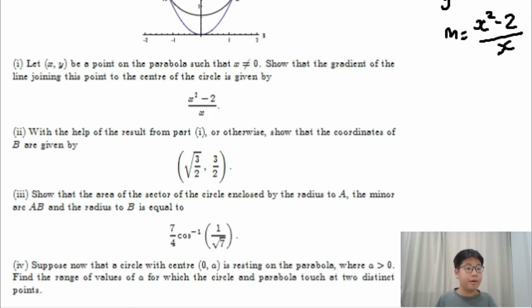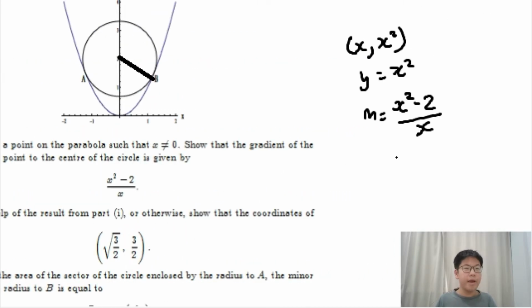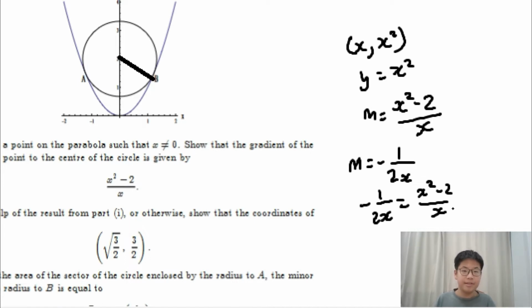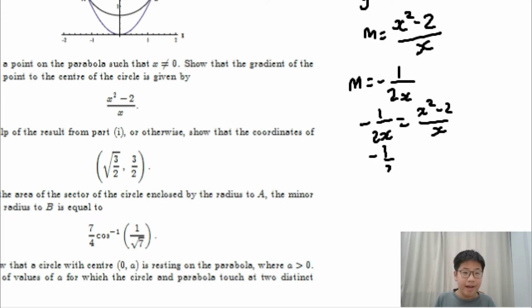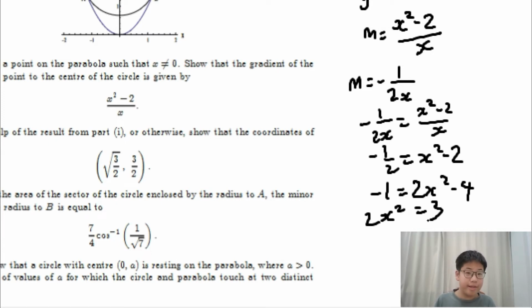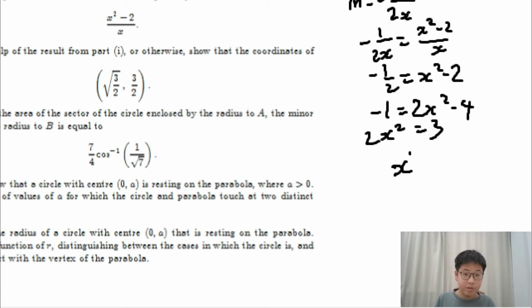So with the help of the result of part 1, show that the coordinates of B are given by this. So we need to find where m equals negative 1 over the gradient, which is 2x. So minus 1 over 2x equals (x squared minus 2) over x. So minus half equals x squared minus 2. So minus 1 equals 2x squared minus 4. So 2x squared equals 3. x squared equals 3 over 2, and x equals the square root of 3 over 2.